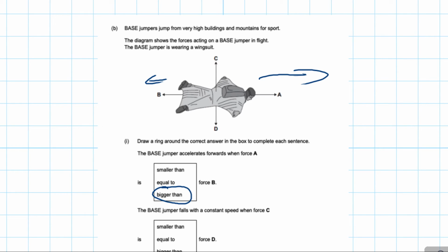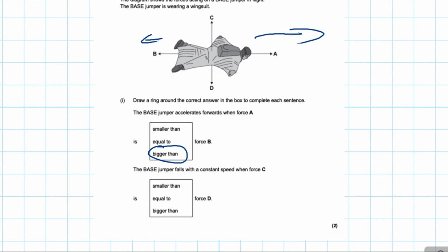The base jumper falls with a constant speed. When force C is something to D, well, if C and D are equal to each other, then there's no overall force, so it falls at a constant speed. So this means it has to be equal to. If it accelerates downwards, then that means that D is bigger than C, so C is smaller than D. And if it accelerates upwards, so it slows down, for example, then C is bigger than D. But if it's at constant speed, then they are equal to each other.